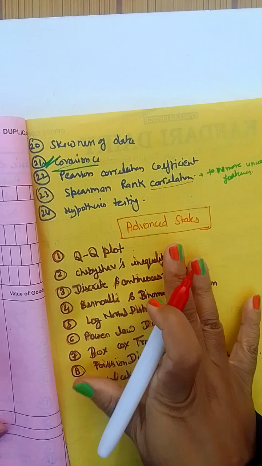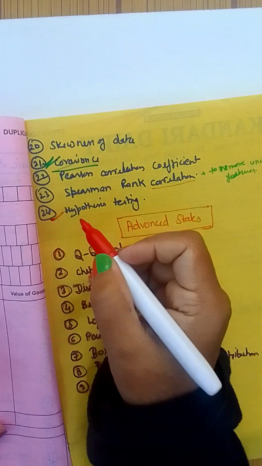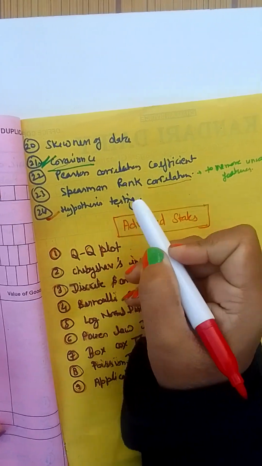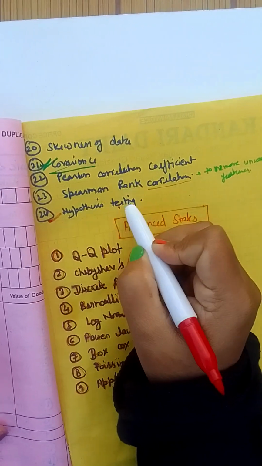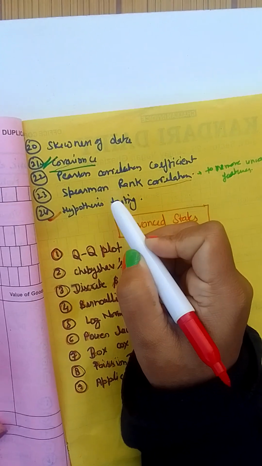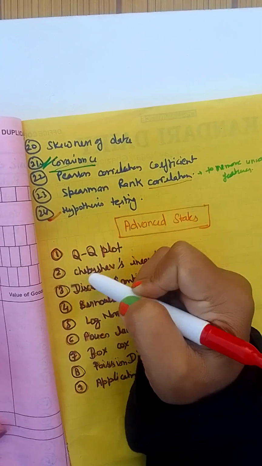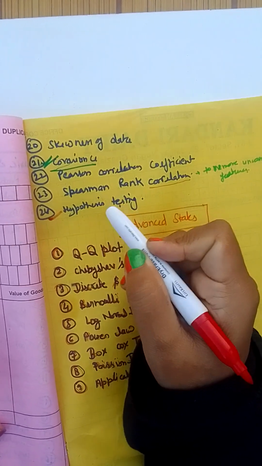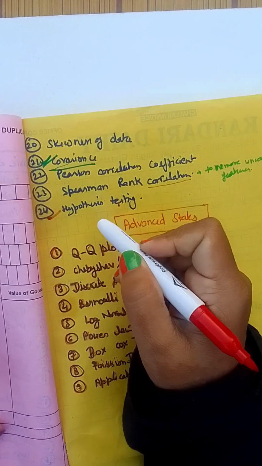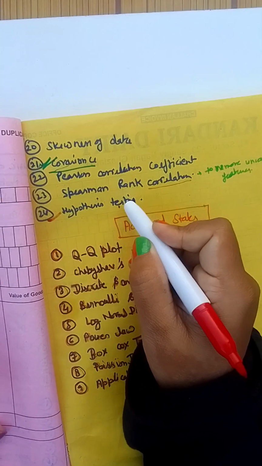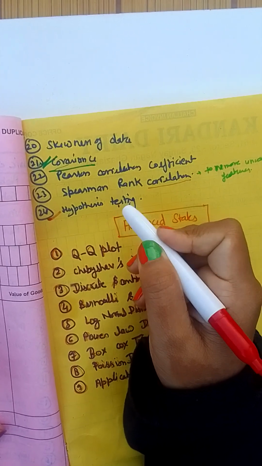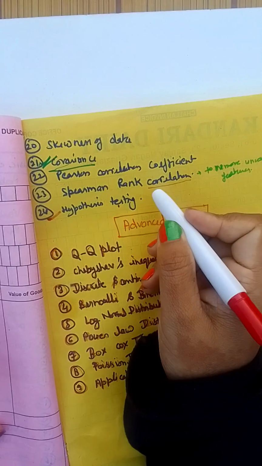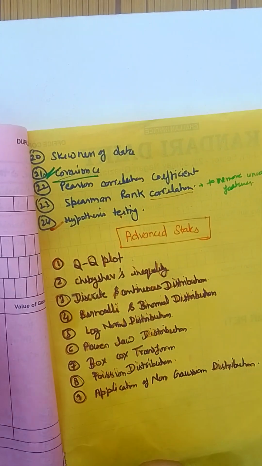Fine. And yes, of course, I have already taught you hypothesis testing also in my previous video, but under hypothesis testing, the detailed part I didn't teach you with the example. The theoretical part I have taught you already. This example part I will also teach you in my next upcoming videos. But before that, we'll jump to Kendall's correlation coefficient.